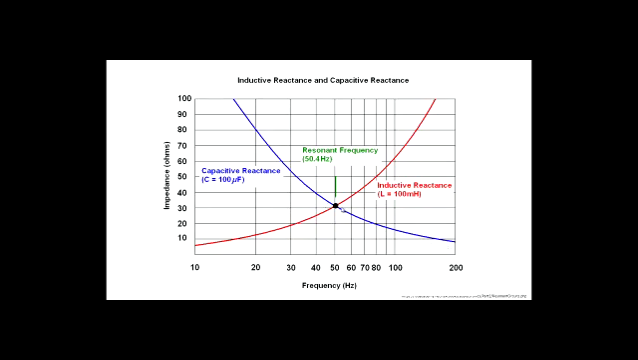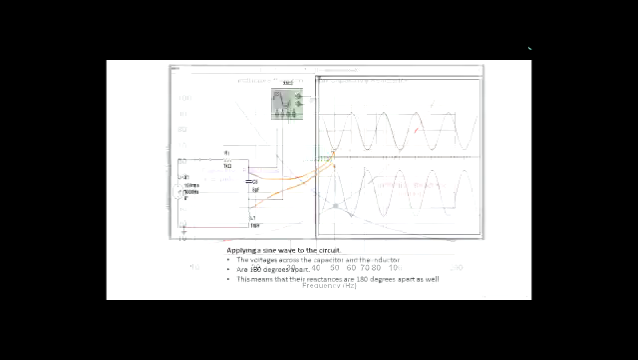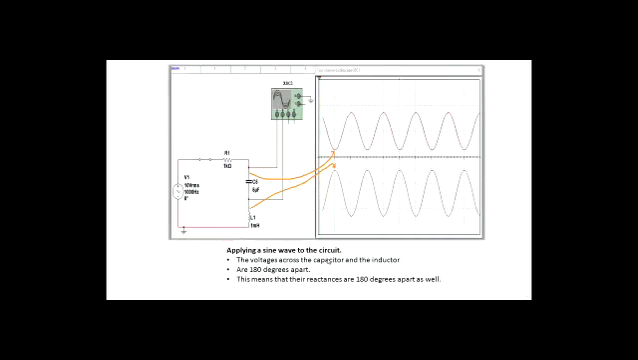Now, when the reactance of a coil equals the reactance of a capacitor, that's when we call this thing a resonant frequency. And you might use that in other subjects, but I just want you to know what's going on here. Now, applying a sine wave to the circuit, the voltages across the capacitor and inductor, they are 180 degrees apart.